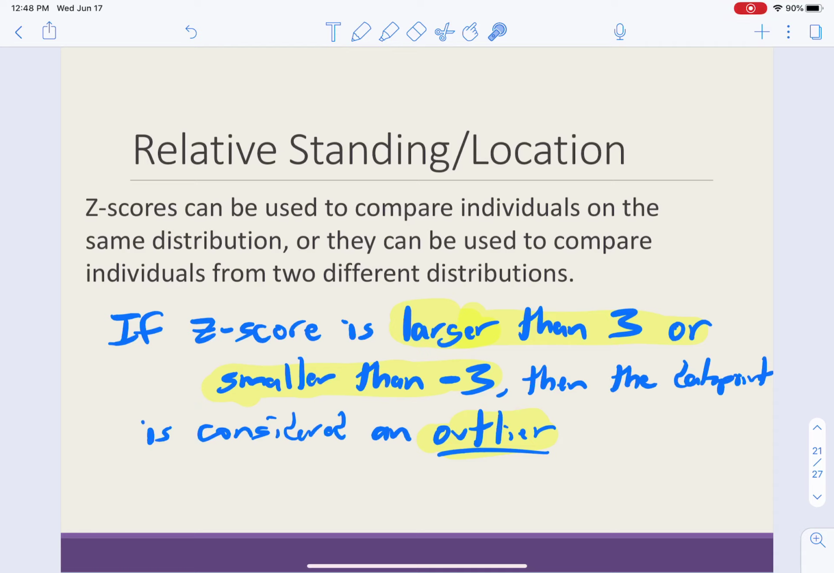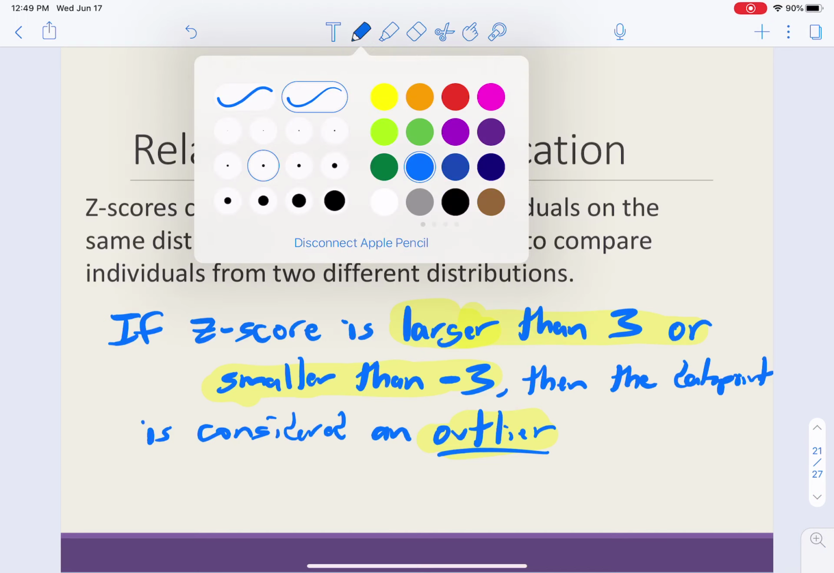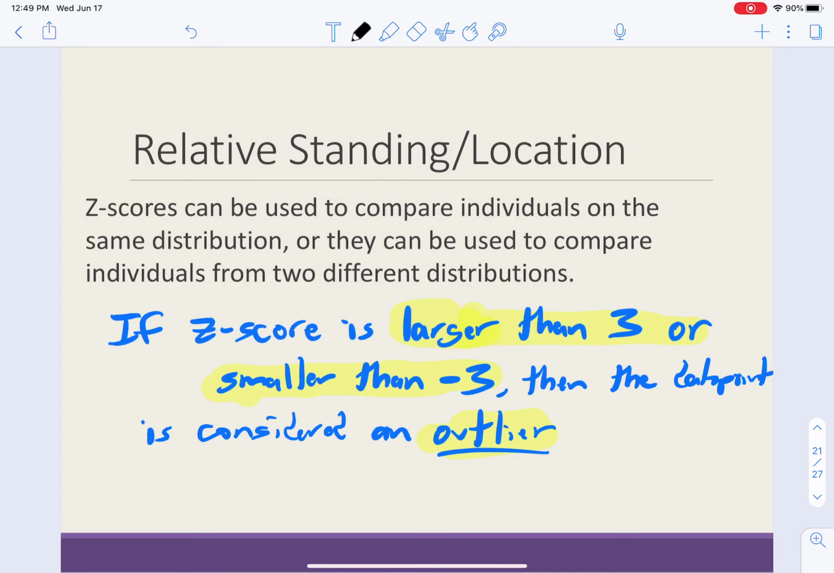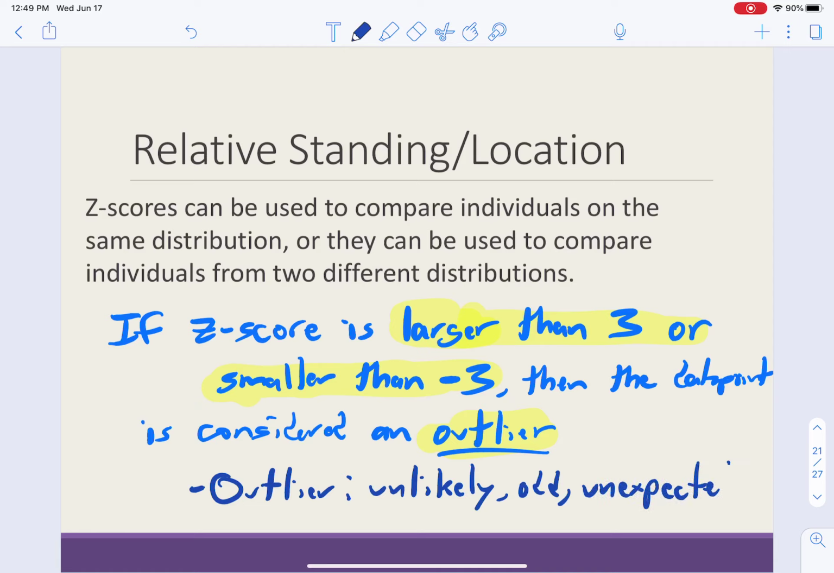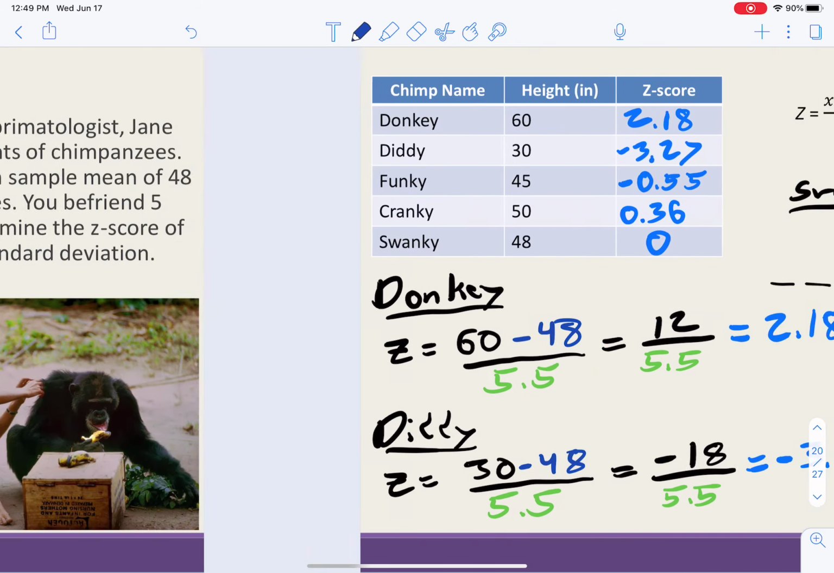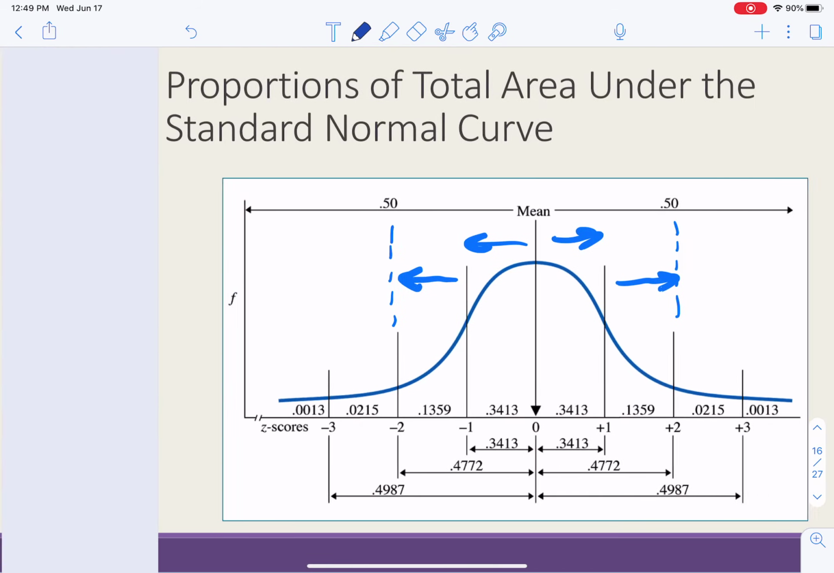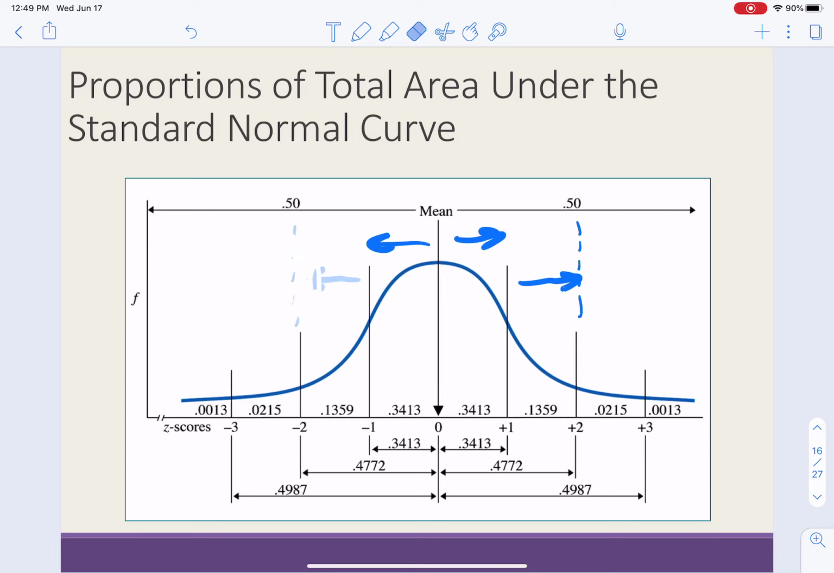Because they're only suggesting. So instead of saying an outlier in this case, what I really mean is something that is unlikely, odd, or unexpected. And let me go back to this picture here, way back over here, just to kind of explain what I mean.